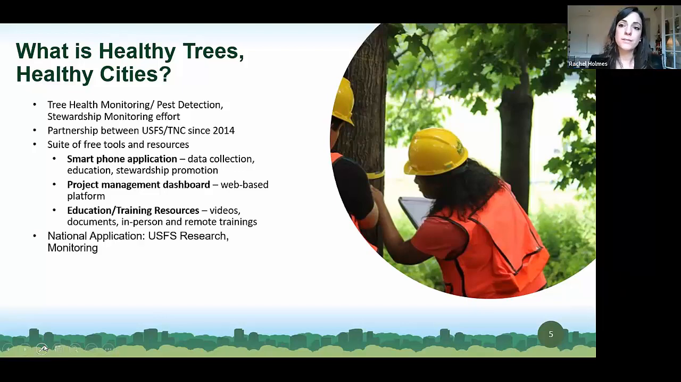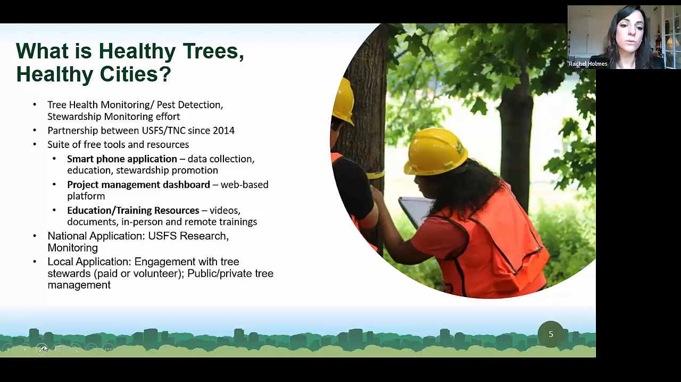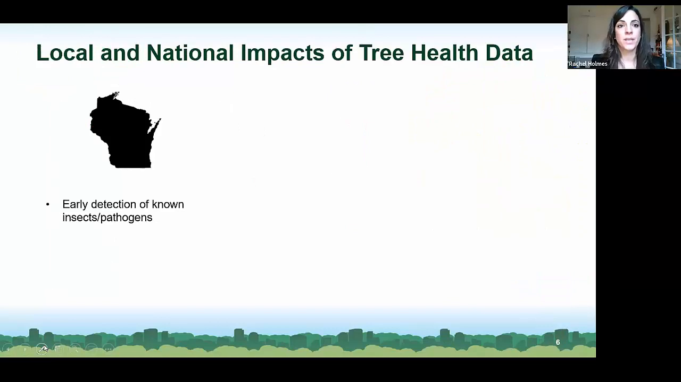But this is where we want to zero in today, folks, which is on the data. There is a national application for the data that is collected through this initiative, and then there's also a local application for the data collected. Let's just unpack that briefly, because this is where this talk comes in today. Look at the local implications for the tree health data that we are encouraging partners and others in the community to collect. It will help you, or we hope it will become obvious to you, with the early detection of known insects and pathogens.